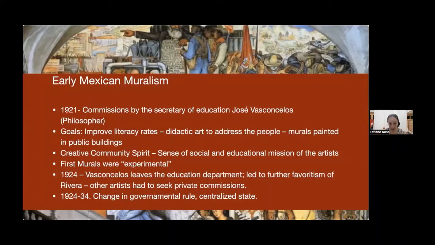But that happens around 1921, and then around 1924, Vasconcelos, the Secretary of Education, leaves the department, and then you start to see only Rivera getting all the commissions. In the beginning, there was a lot of diversity in terms of who was getting commissions from the government. You see other artists painting murals for the government, but when Vasconcelos leaves, Rivera becomes an iconic figure of the government for the moment. I'm not going to cover the entire history of Rivera's career, but that's what happens in this moment.